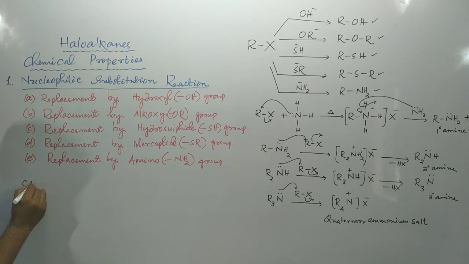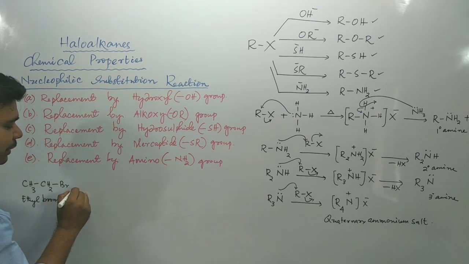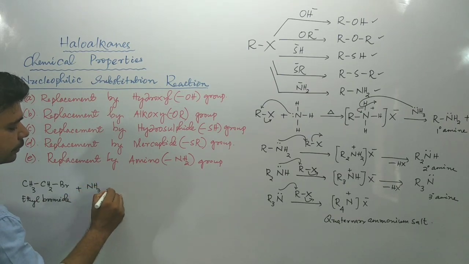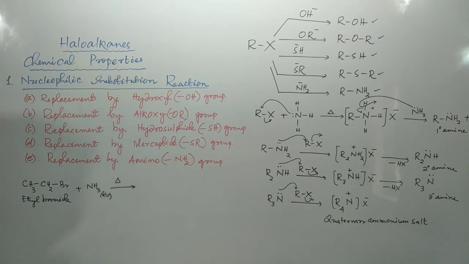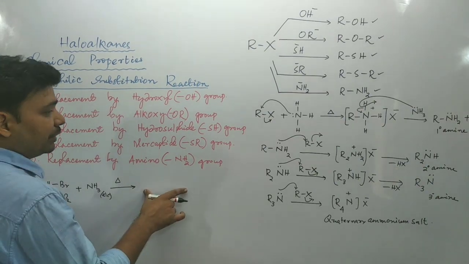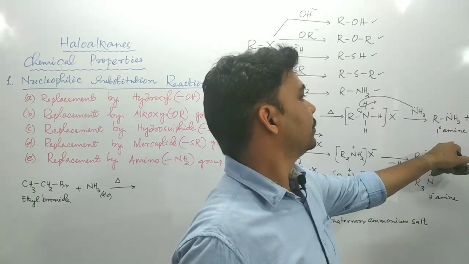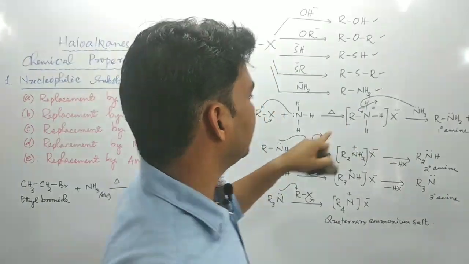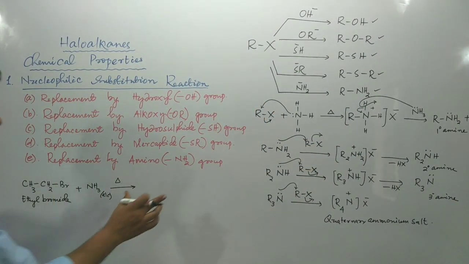The simple alkyl halide, let us consider CH3CH2Br. What is this? Ethyl bromide. When ethyl bromide is taken with ammonia solution, alcoholic solution of ammonia, and this mixture is heated in a sealed tube, then the first product, let me write the primary amine which is obtained in the first step. Let us not write the intermediate species which has been formed here, only we need to write the primary amine.